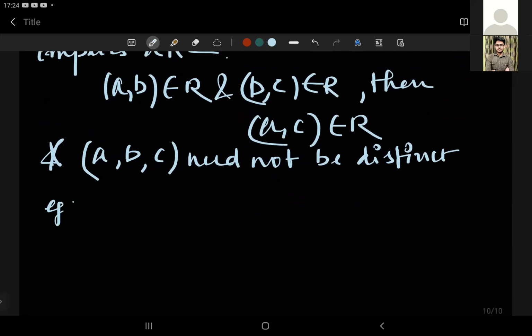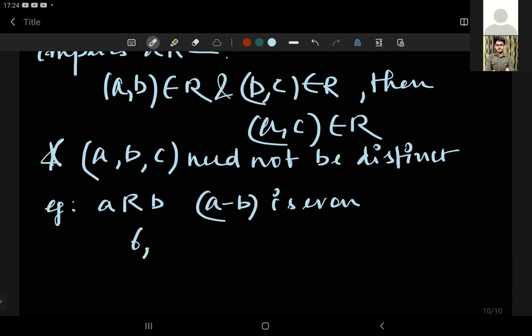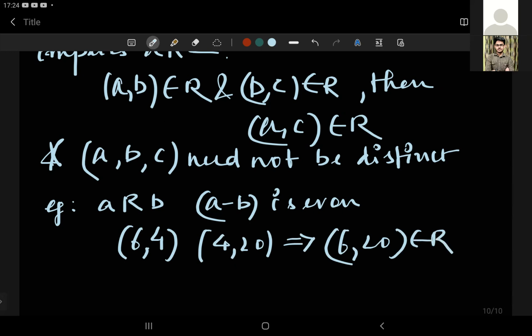If we take an example, A R B such that it is defined as A minus B is even. And let's say if (6, 4) is there in the set and (4, 20) is there in the set, it implies (6, 20) belongs to R. That is quite obvious.